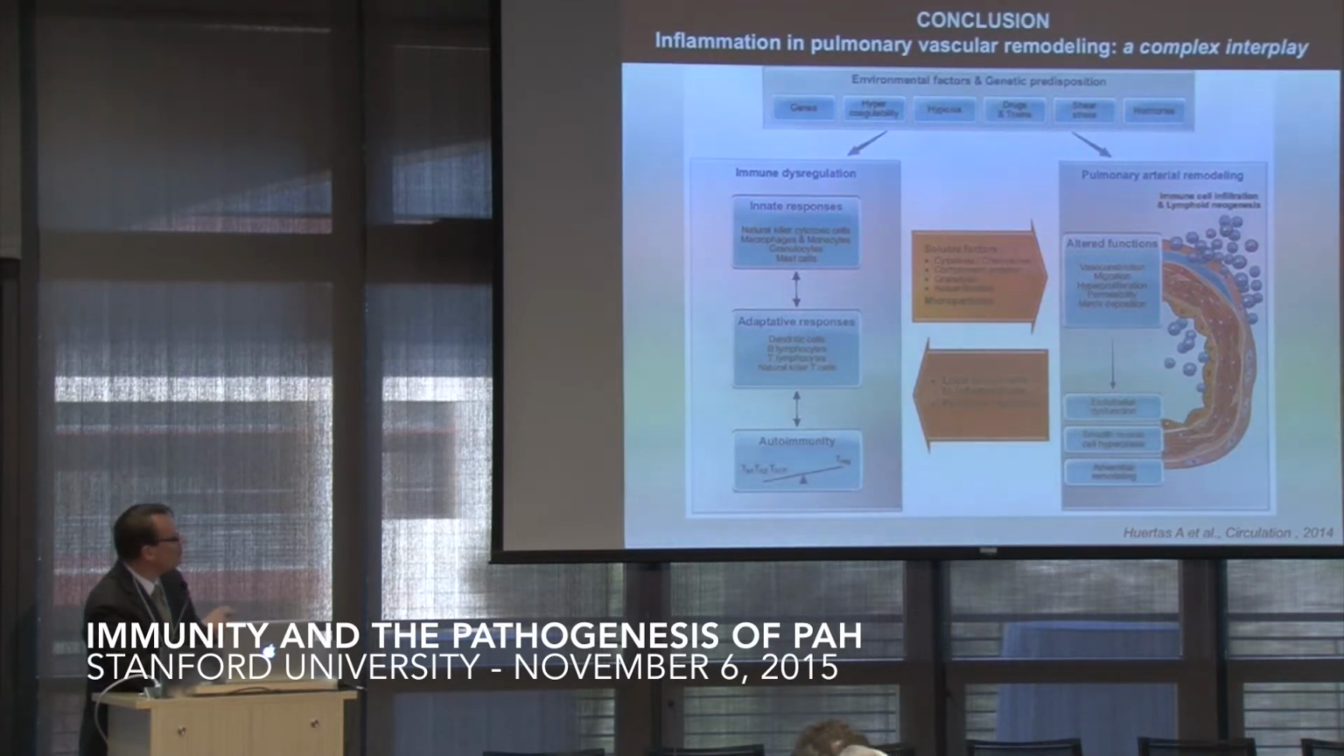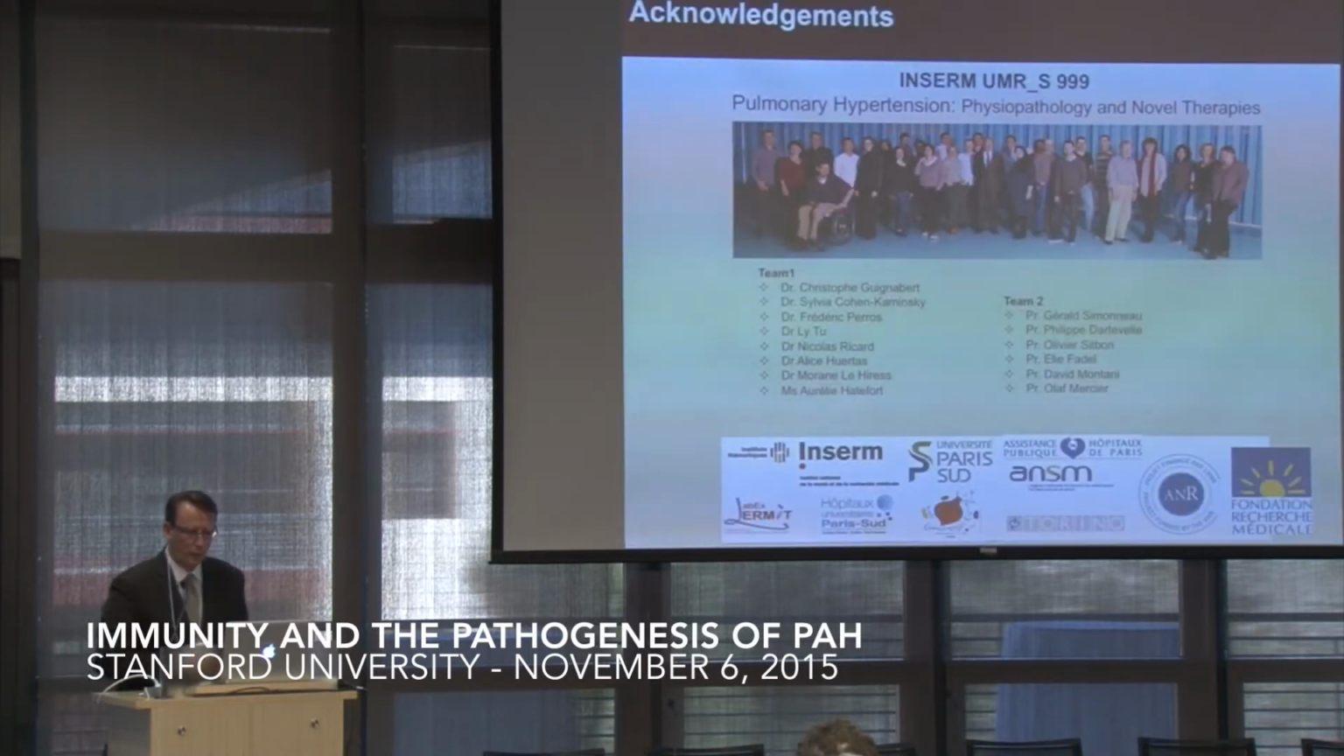So today we will hear a lot about it: a lot of innate response abnormalities in PH, a lot of adaptive response abnormalities, autoimmunity, at least a flavor, and certainly more. And these dysregulations will end up with abnormal function and abnormal remodeling of the small pulmonary vessels.